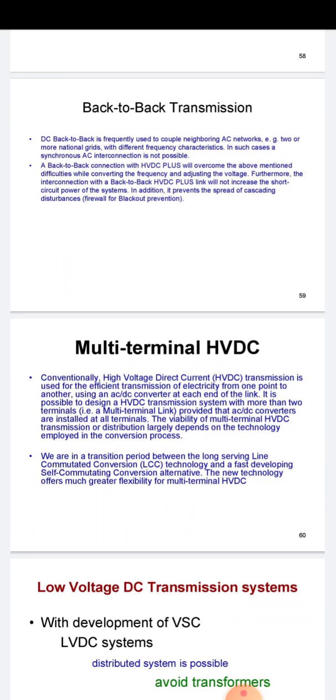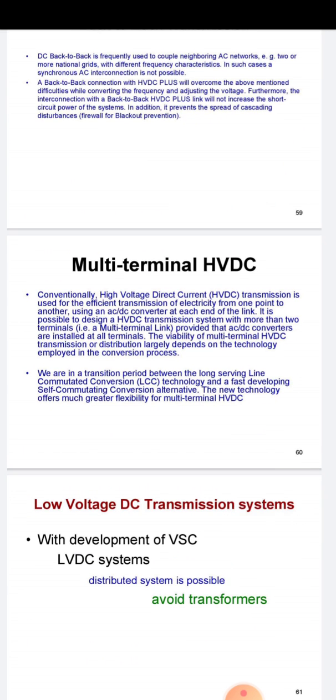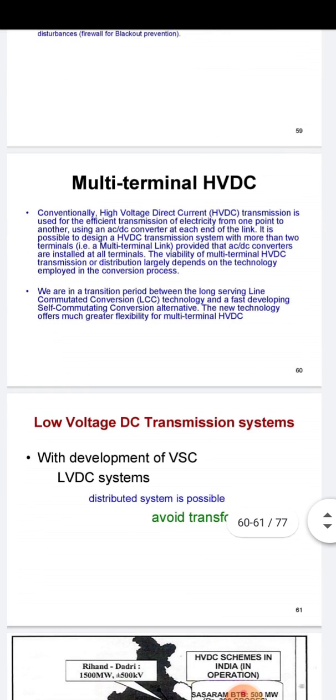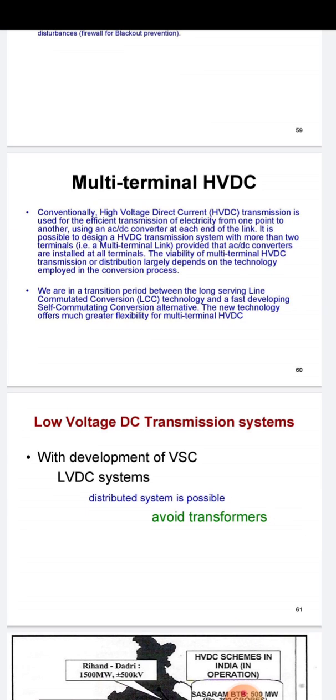So these modern trends keep going on in present days. So for modern trends, the voltage level is extra high voltage level. Apart from the HVDC, we can follow extra high voltage level.